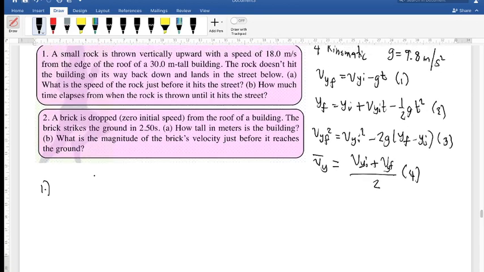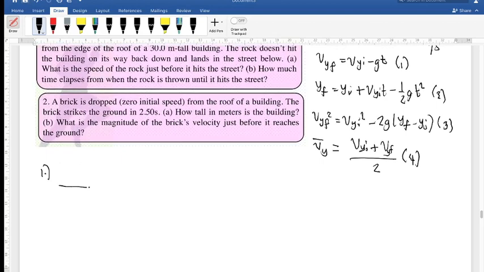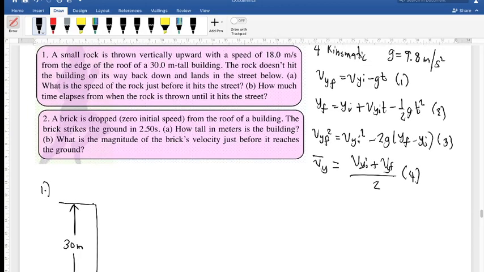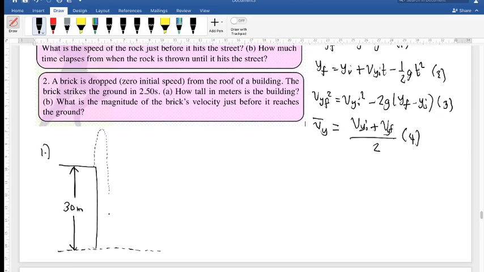So if I draw and set up our system, there is a 30-meter tall building. Then this is our street, and the rock is thrown from the roof with a speed of 18 meters per second. The rock goes up there, and at the end it will go back down without bumping into the roof of the building and go straight to the ground.